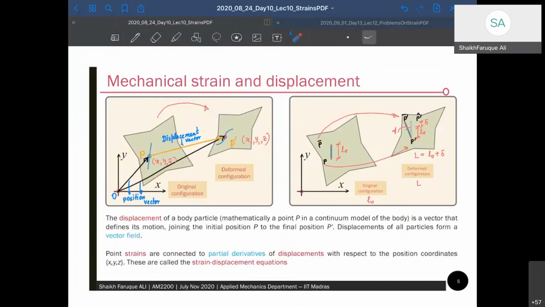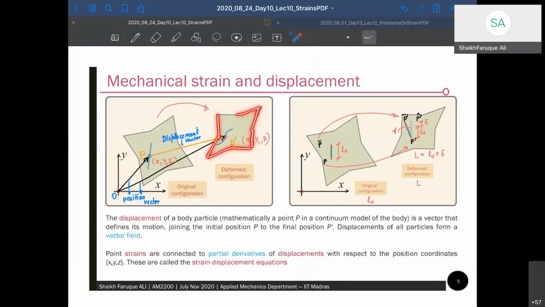I have chosen a point P and a line across the point. The coordinate of this point is x, y, z. After deformation, after giving the loading, so this was the original configuration. After giving loading, the material has changed its shape. You can see the change in geometry happened.